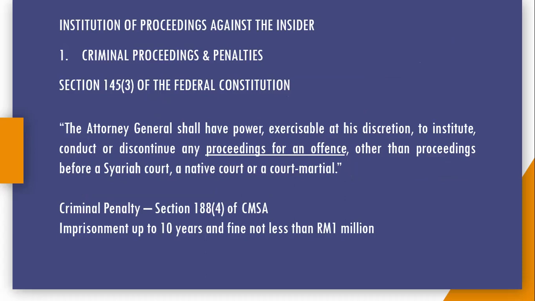So, institution of proceedings. Just now I said it can be a criminal proceeding, can be a civil proceeding. Sorry, it should be Article 145, not section. Article 145 sub 3 of the Federal Constitution says that the AG shall have the power, exercisable at his discretion, to institute, conduct, or discontinue any proceedings for an offense other than proceedings before a Sharia court, native court, or court martial. But under this, the AG can empower the SC to bring action for insider trading or for offenses under the CMSA. For criminal penalty under Section 188 sub 4 of the CMSA, if liable and convicted, it can be imprisonment up to 10 years and a fine not less than 1 million. Next slide, civil proceedings.